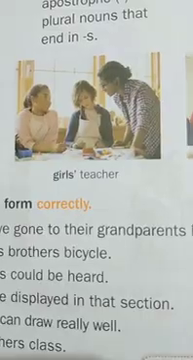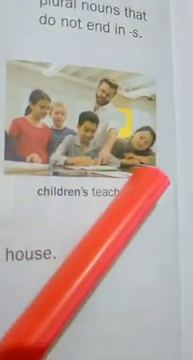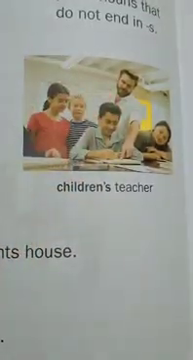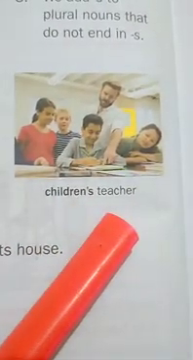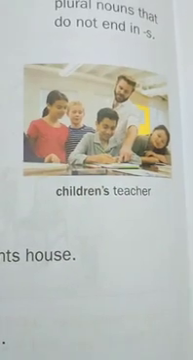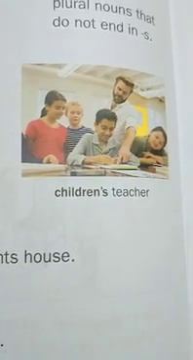Let us look at another example. See here. See here. 1, 2, 3, 4 children in this picture and one man. He is a teacher of those children. So we can say children's teacher. So here you can see the difference, apostrophe. Apostrophe mark and then s. Okay.